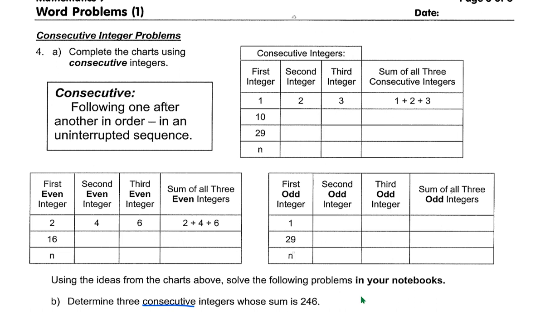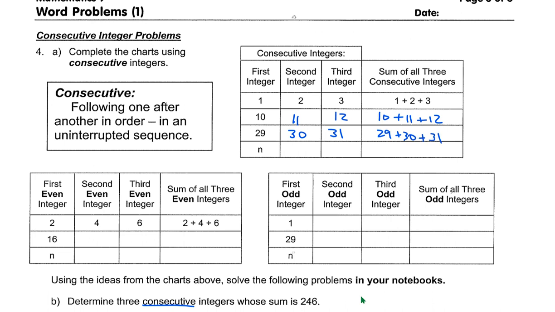So here they give you these little charts to kind of get you warmed up with consecutive integers. So let's say, for example, the first integer was 1. Well, the second one is 2 and the third one is 3. Okay, and so then their sum would be 1 plus 2 plus 3. If the first integer was 10, then the second is 11, and the third is 12, right? Consecutive, 10, 11, 12. And so the sum would be 10 plus 11 plus 12. Okay, 29, 30, 31. So the sum would be 29 plus 30 plus 31.